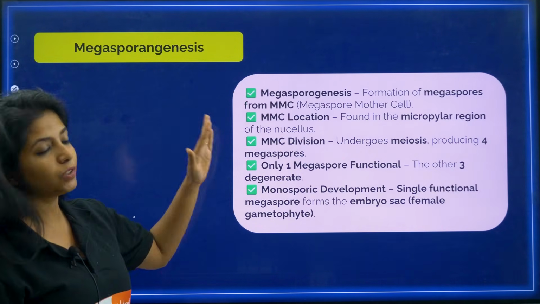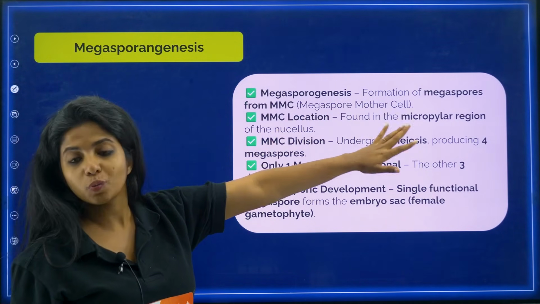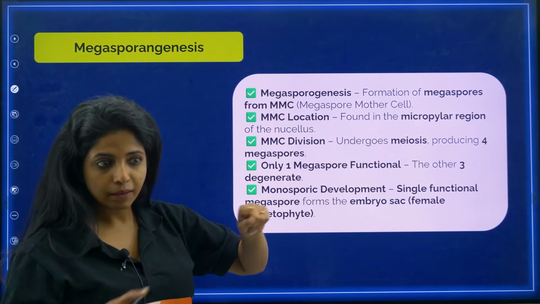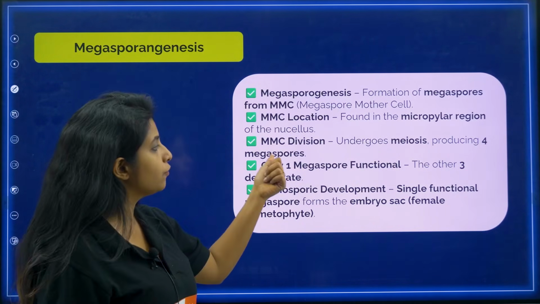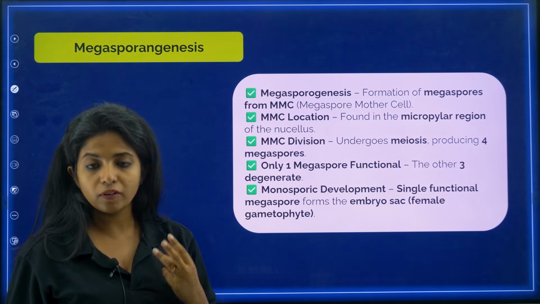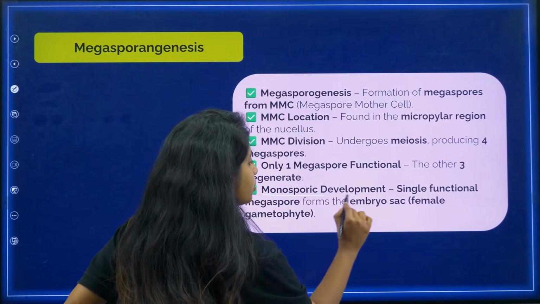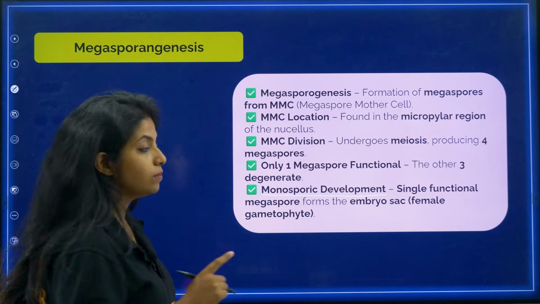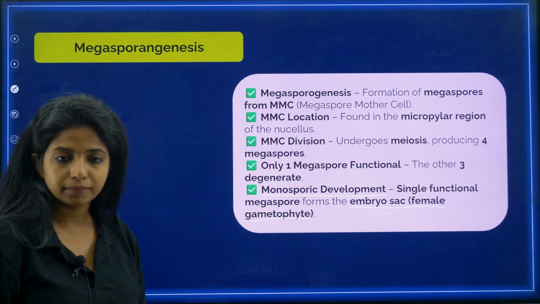Going ahead, megasporogenesis, which we just studied. So formation of megaspores happens from the MMC, that is the megaspore mother cell, found in the micropylar region of the nucellus. Micropylar region of the nucellus, there it happens. Now it undergoes meiosis, producing 4 megaspores, but 3 of them will degenerate, only 1 will remain, and hence you call this monosporic development, because only a single functional megaspore is there that forms the embryo sac, that is the female gametophyte in the females.